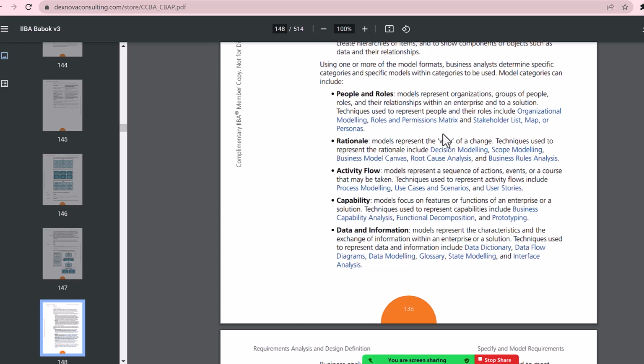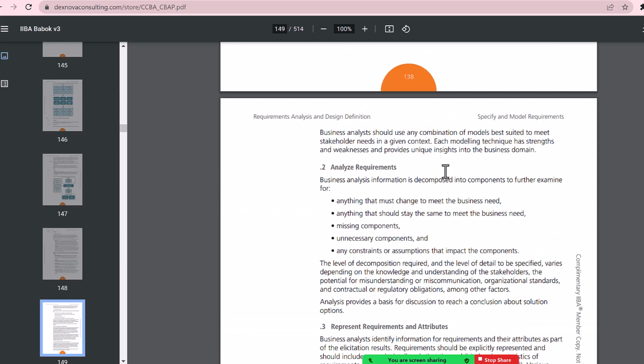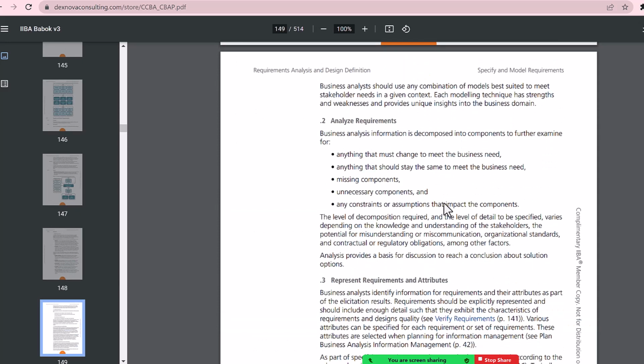We can show all the documents to them, make sure they review it properly and get the sign off. So once you write the diagrams, or once you document in your Excel sheet or Word document, now you need to analyze each requirement.